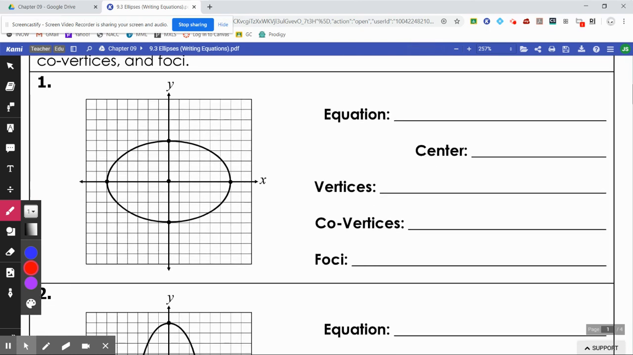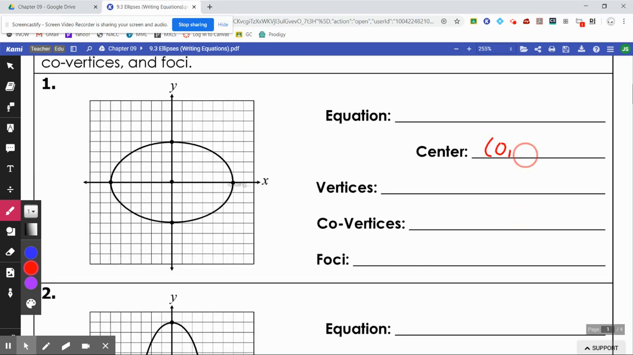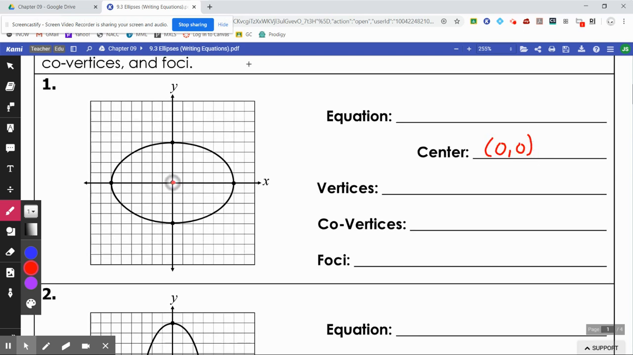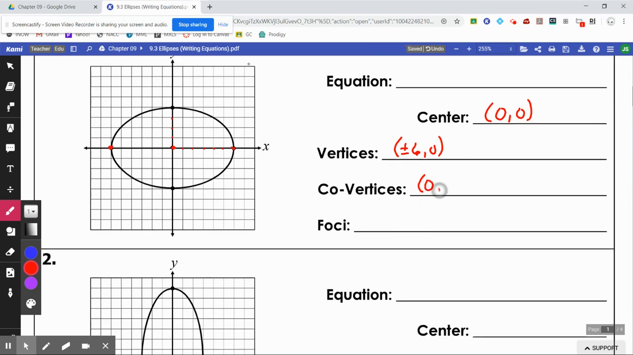The center, we can start out by just picking the points off. The center is going to be at 0, 0. There's your center. This one is wider than it is tall, so the vertices are here and here. That's going to be 1, 2, 3, 4, 5, 6 over. So that's going to be at positive and negative 6, 0, because here's negative 6. Your co-vertices are up 1, 2, 3, 4, and down 4. So that's going to be at 0 and plus and minus 4. The foci we'll find in just a second.